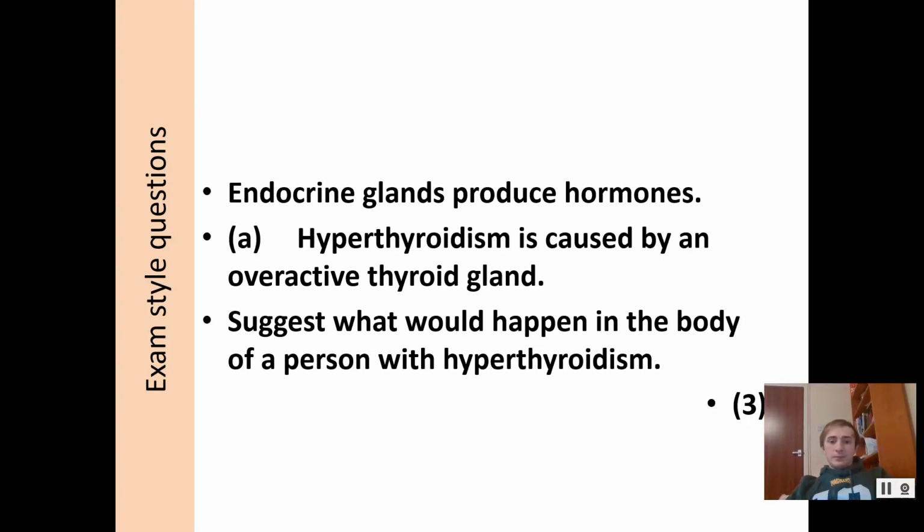Now, this is a more interesting question. Whether you're going to get all 3 marks on this point is questionable. There's definitely 2 you can easily get, and the third one will get easier and easier as we get through the course. So, it says hyperthyroidism is caused by an overactive thyroid gland. What's going to happen in the body of a person with hyperthyroidism? And there's 3 marks here. So, bullet point this, please. What did we say would happen if you had too much of what the thyroid gland makes?